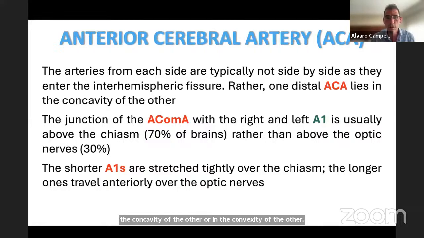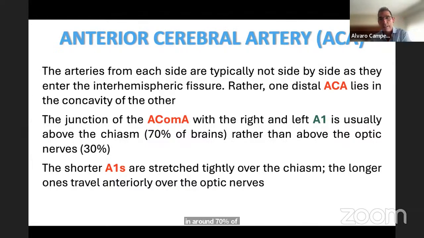So the junction of the ACom artery with the right and left A1 is usually above the chiasm in around 70% of brains, and above the optic nerves in front in around 30% of the cases. So the shorter A1 is above the chiasm. The longer ones travel anteriorly over the optic nerves.